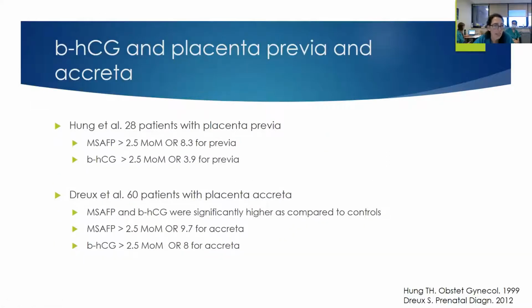These are 2 other studies that also evaluate HCG and abnormal placentation. The first study included 28 patients with placenta previa, and they mentioned here more the cutoffs that they used. For HCG, it was more than 2.5 MOMs. The odds ratio was 3.9 for previa. And this other study that included 60 patients with placenta accreta, they also noted that MSAFP and HCG were significantly higher as compared to controls in patients that had accreta. And the cutoff that they used was also 2.5 MOMs for both. And the odds ratio, if the HCG was more than 2.5 for accreta, was 8.